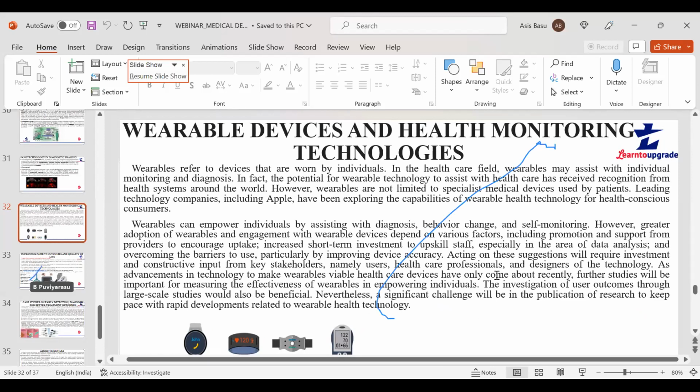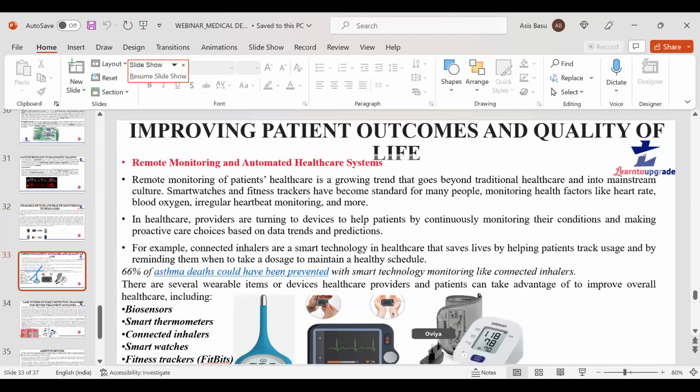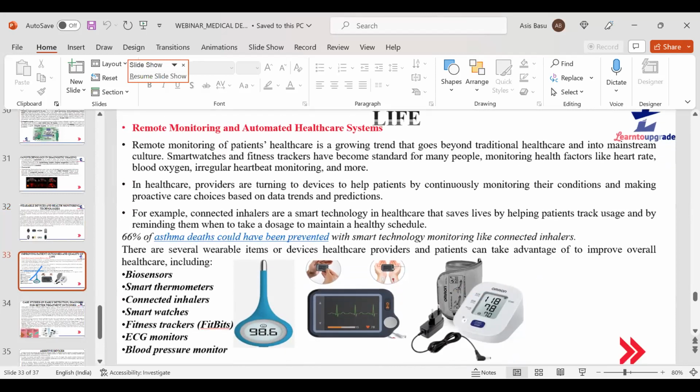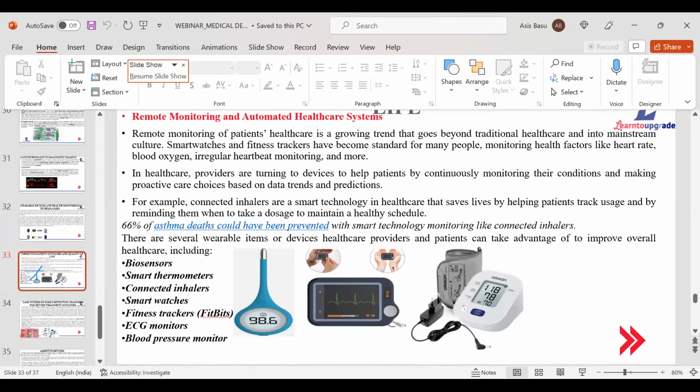It can be especially useful in the area of data analysis, overcoming the barriers to use, particularly by improving the device accuracy, because these are devices which we can monitor. We can set it according to our need. So with the help of these devices, we can improve patient outcome and also the quality of life.